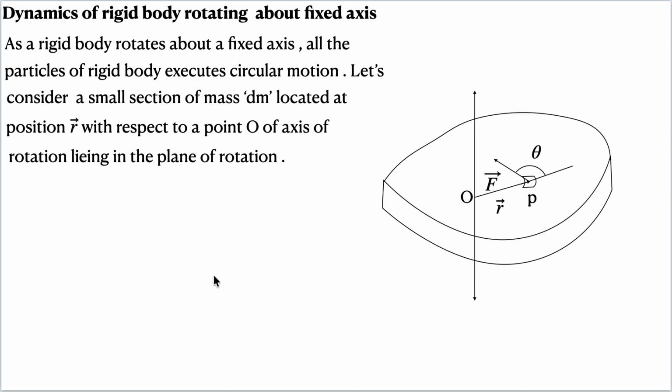Dynamics of a rigid body rotating about a fixed axis. As a rigid body rotates about a fixed axis, all the particles of the rigid body execute circular motion. Let's consider a small section of mass dm located at position vector r with respect to a point O of the axis of rotation lying in the plane of rotation, as shown in this figure.